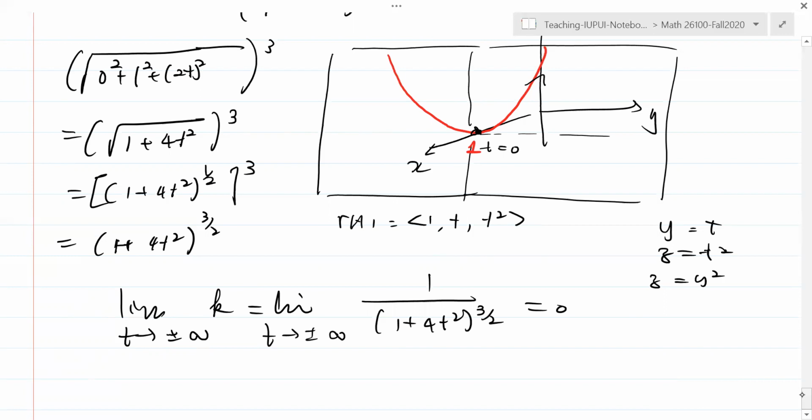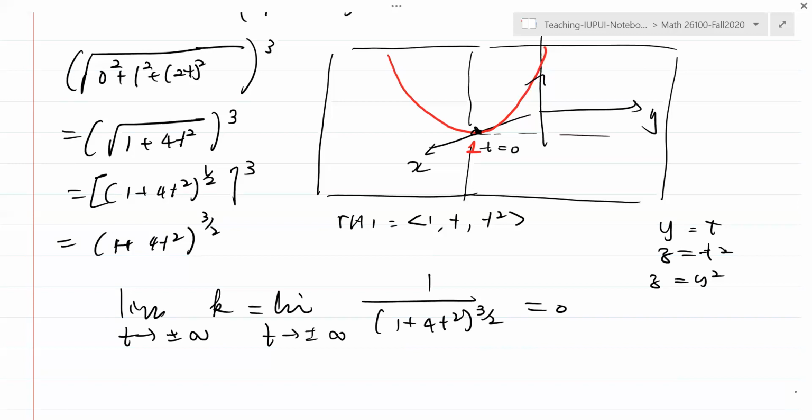Actually, the curvature is going to be 2 at that particular point. This is the most curved point of the parabola. Okay, now.